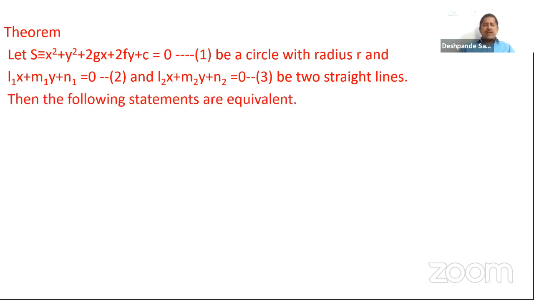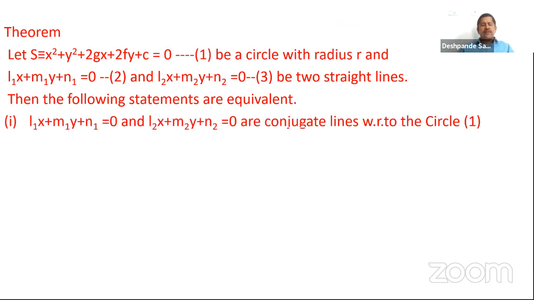So you can say that once this is the condition, you have got two statements to be taken here. The first statement is L1x plus M1y plus N1 is equal to 0, L2x plus M2y plus N2 is equal to 0 are conjugate lines with respect to circle S. So these two lines which I have got, they are conjugate lines. Then another condition you got, r square into L1 L2 plus M1 M2 is equal to L1g plus M1f minus N1 into L2g plus M2f minus N2.